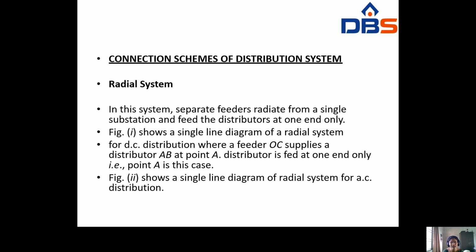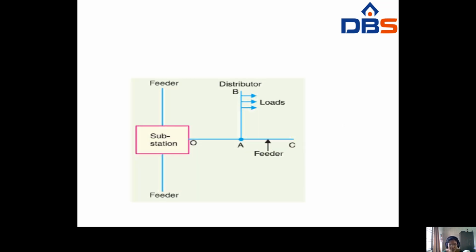one end only. So in this radial system, different feeders radiate from a single substation. If you take one substation, you connect different feeders to that substation and feed the distributors at one end only. Here you can see this is a substation, this is one feeder, this is another feeder, and this is another feeder. This is nothing but the radial system.